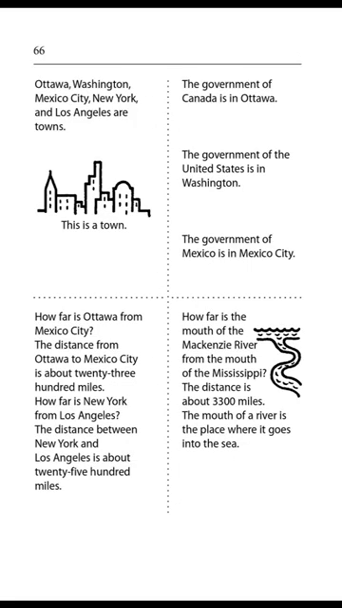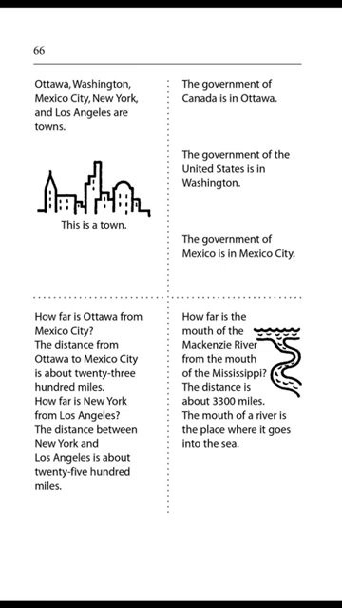Page 66. Ottawa, Washington, Mexico City, New York, and Los Angeles are towns. This is a town. The government of Canada is in Ottawa. The government of the United States is in Washington. The government of Mexico is in Mexico City. How far is Ottawa from Mexico City? The distance from Ottawa to Mexico City is about 2,300 miles.